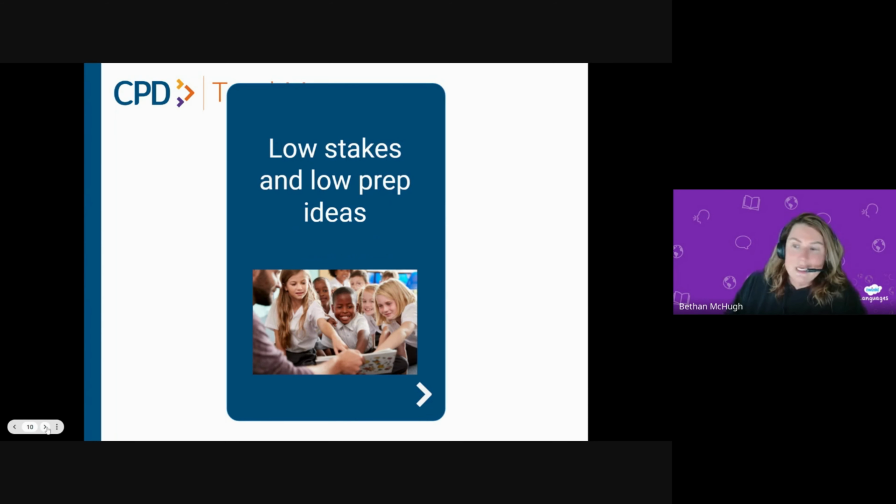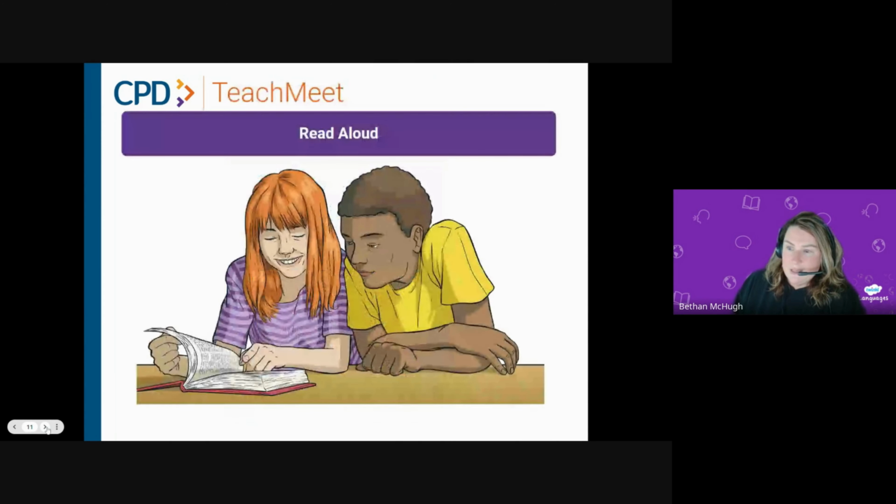But some low stakes and low prep ideas for starters and plenaries. Reading aloud is a simple one. Now, I know it's a long way away and we're talking about primary languages, but the new GCSE languages incorporates reading aloud as part of it. Therefore, Key Stage 4 teaching, filtering down to Key Stage 3 teaching, is going to start incorporating reading aloud. So it makes sense that children get used to reading aloud at primary school because they're probably going to be asked to do it in year 7.